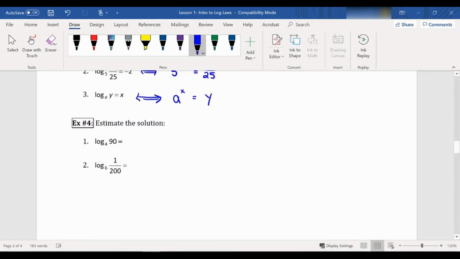Now, the problem we have is that those are all nice, neat answers. We don't always have a nice, neat answer. So we will learn how to figure these out exactly. But for now, if we wanted to estimate, we would have to use a bit of logic and reasoning here. So the solution here, we're trying to find 4 to what power gives me 90. Well, I know that 4 cubed is 64. And 4 to the power of 4 is 256.